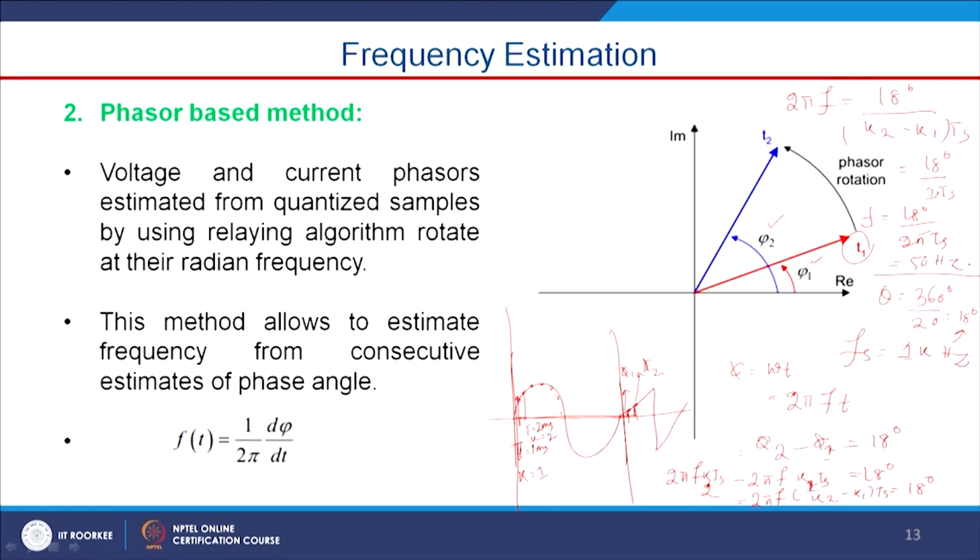So, this is a very important concept where the frequency of a particular signal can be calculated using the phasor based technique. If you know the phase angle of a particular signal, we just have to track consecutive phase angles, take the difference between them, and divide by 2 pi and Ts. So, we can always estimate the frequency of the signal.